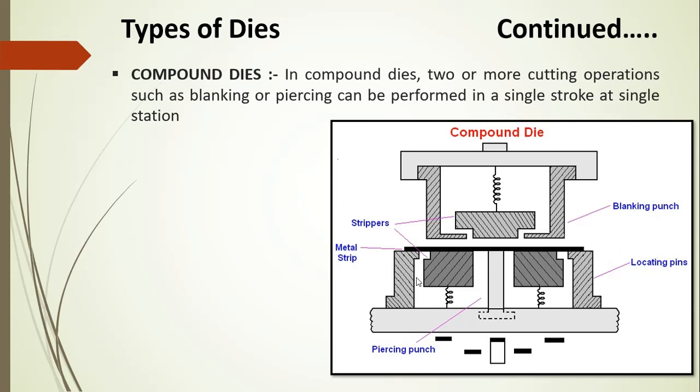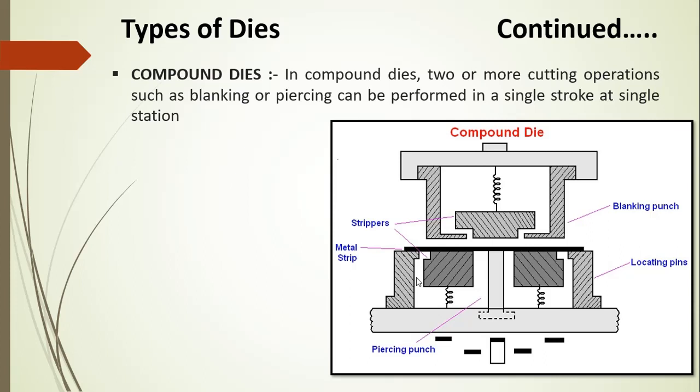What is the drawback of simple die? Only one operation will be performed over there. Suppose I want to manufacture a washer. We know the shape of the washer, that means a round disc which has an internal hole. In that round disc two operations will be performed, that is the blanking operation, and the second one we call a punching operation. That means first we cut that particular round disc, and in the center we make one hole. That means two operations will be performed.